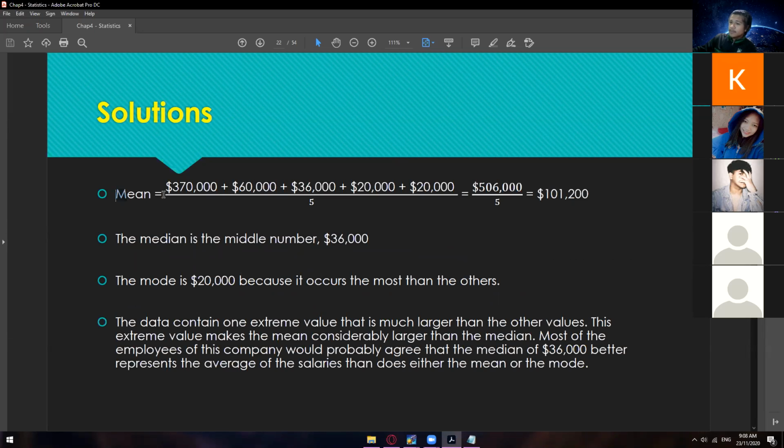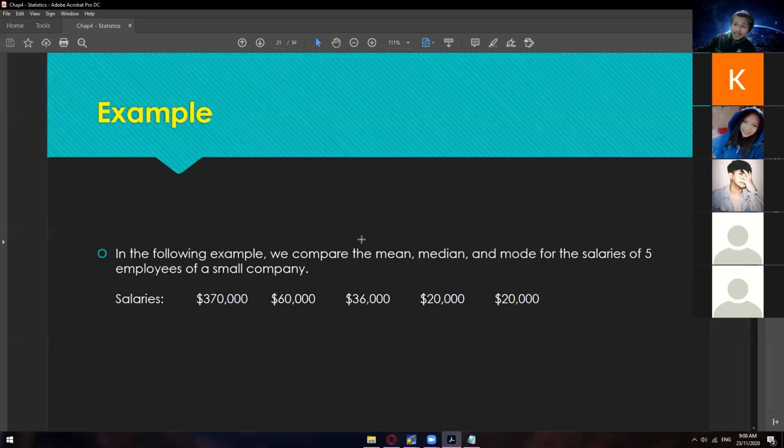Without further delay, let me show you the results. For the mean, we have this solution, and the result is 101,200. And then for the median, we have 36,000. Again, just get the arrangement. Actually this one is already arranged, from largest to smallest. As you can see, the middle number is 36,000, so this is our median.